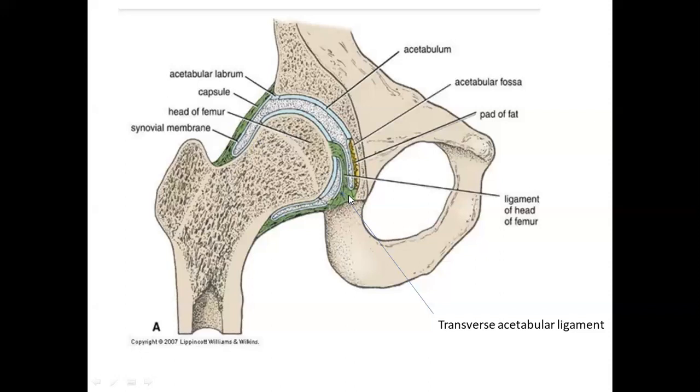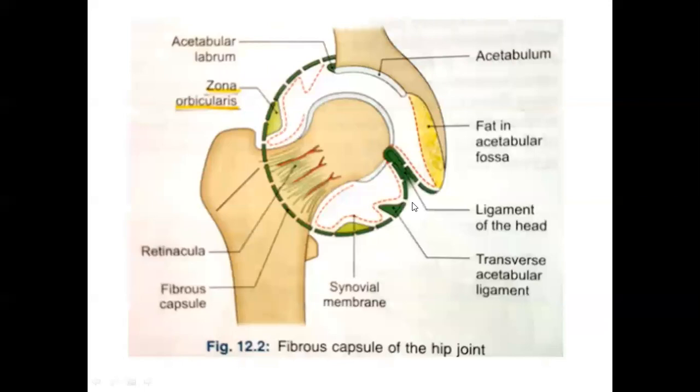Then at the lower part of the transverse acetabular ligament, it is divided into two parts. One of the parts continues and covers the inferior surface of the capsule, whereas another part goes and covers the acetabular fat. Okay, I hope it is clear.